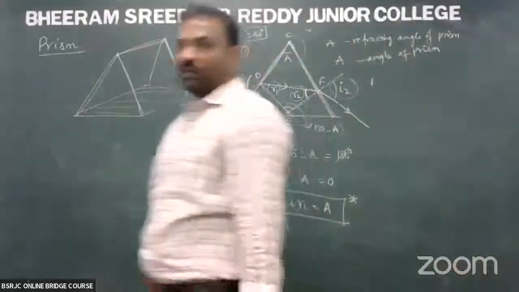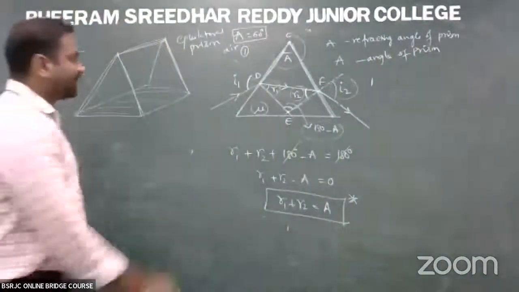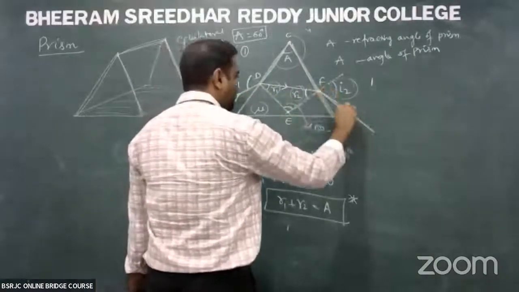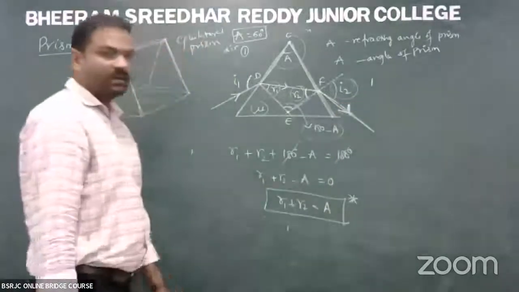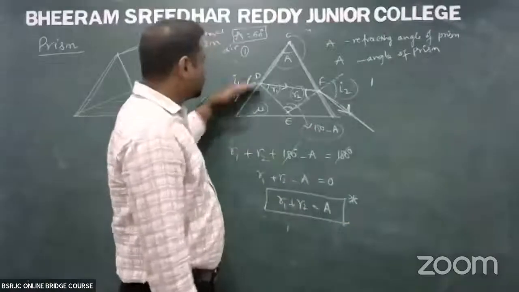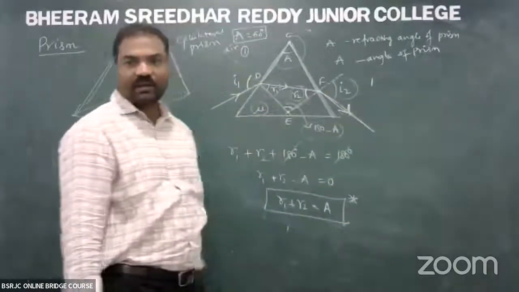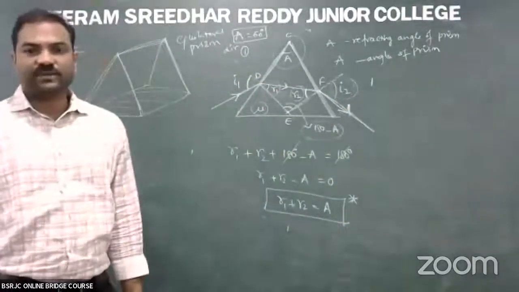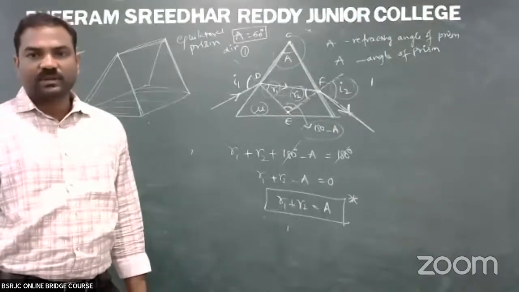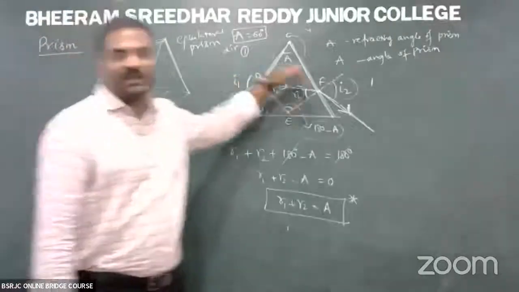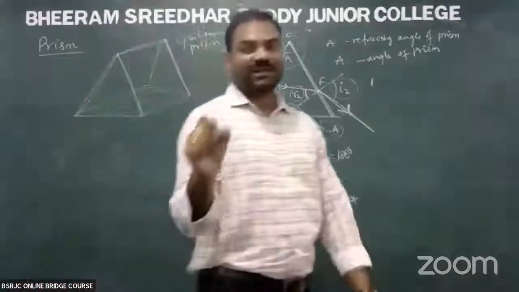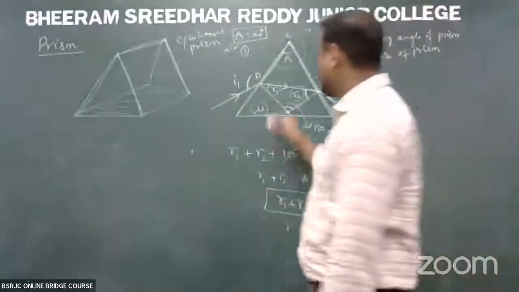Now we want to identify the deviation by the ray. This is the incident ray on the prism, but after passing through the prism, the ray is going in this way. This is the incident ray. This is the emergent ray. So there is a difference between the incident and emergent ray, right? The incident ray is going in one direction, the emergent ray is going in another direction. So that means there is a deviation. We want to see what the deviation value is.